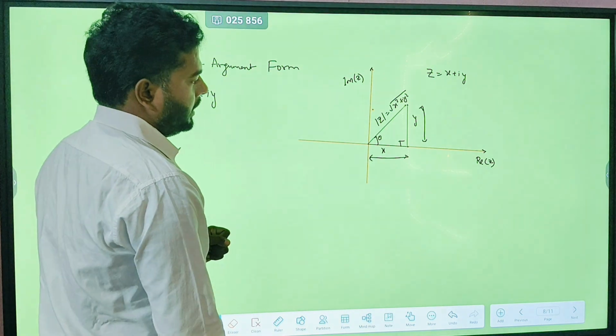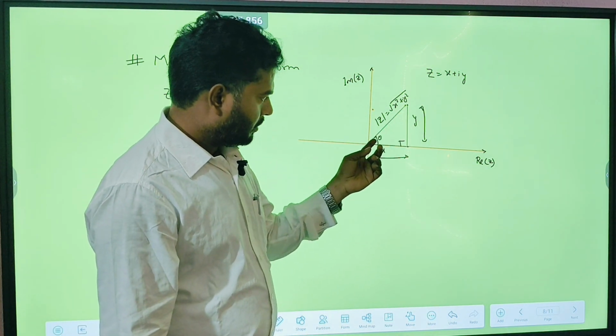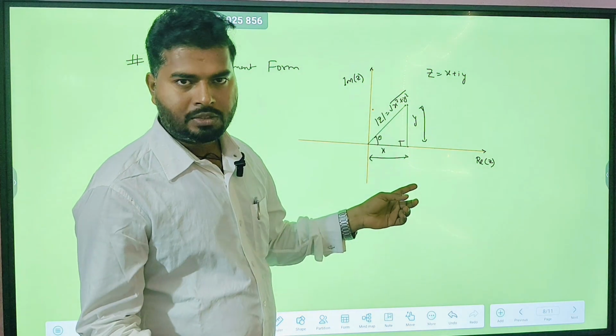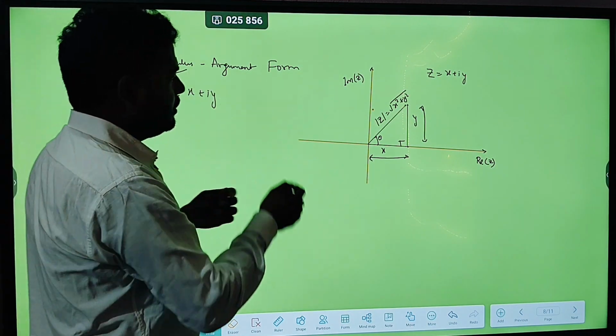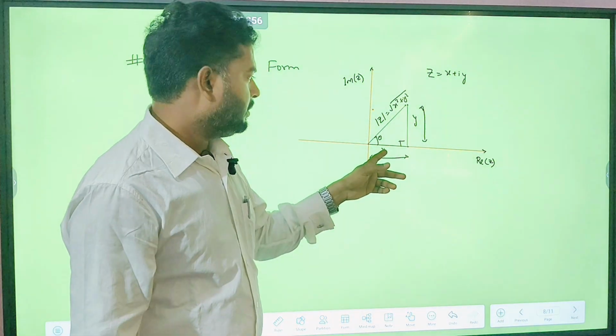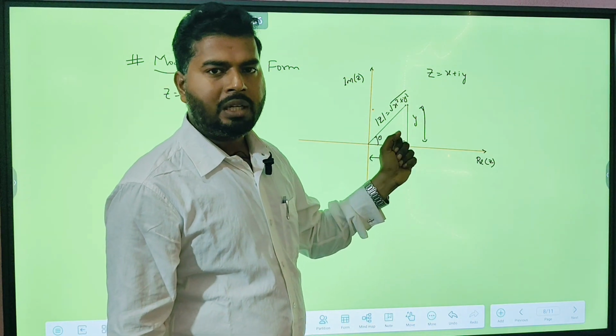All right, now to represent this line, this vector, we need this length, mod of z, root under x square plus y square, that's the modulus, and an argument, which is basically the angle, right? So this angle we have to know. To find this angle, it's very simple, it's a right angle triangle.